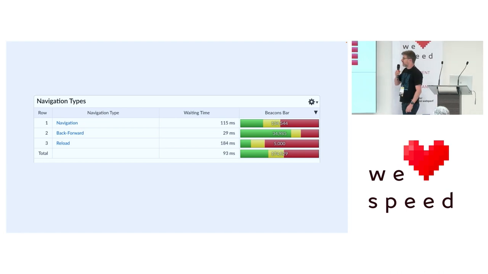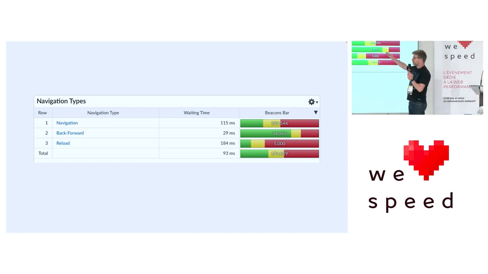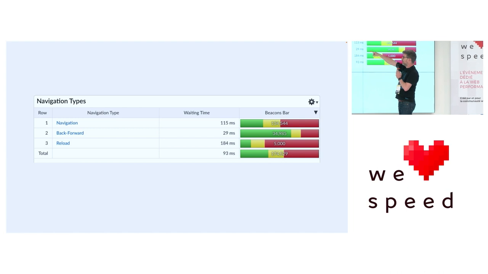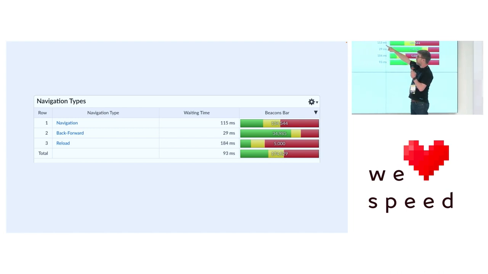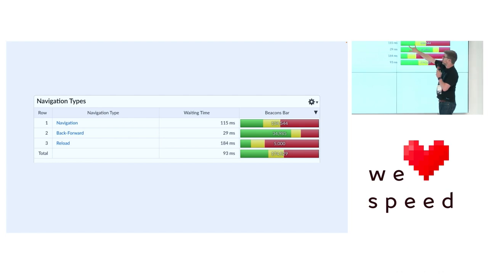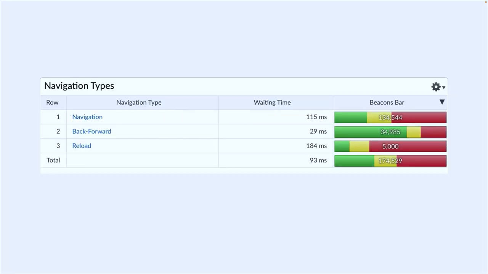Just as a final example, this is the search. Here you see the overall search, 93 milliseconds. If you're just looking at the navigation, you see not that many items in green, while for back-forward, a huge amount of items is in green, and that indeed results in making it look better than needed.